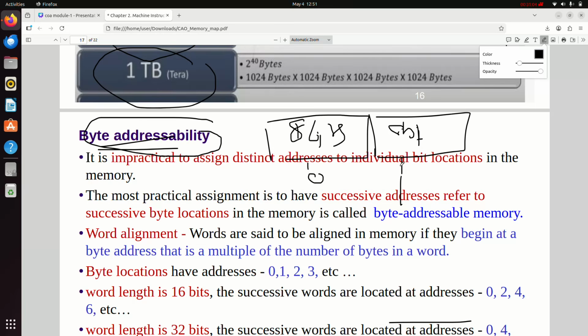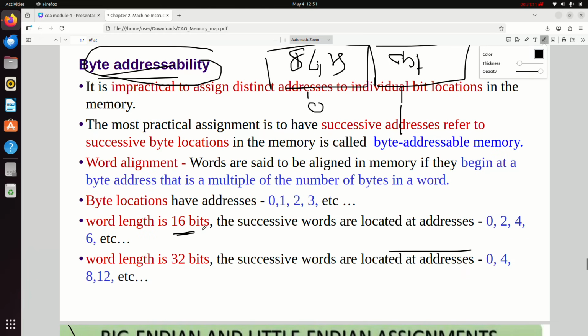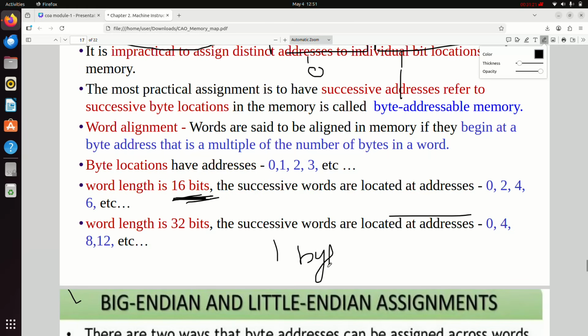Okay. So if a word is stored at an address, there are multiples of the word size. For example, if I have a 16-bit word, how can I convert the 16 bits to bytes? We know 1 byte means 8 bits. So if I have 16 bits, how many bytes is that? That would be 16 divided by 8, that is 2 bytes.